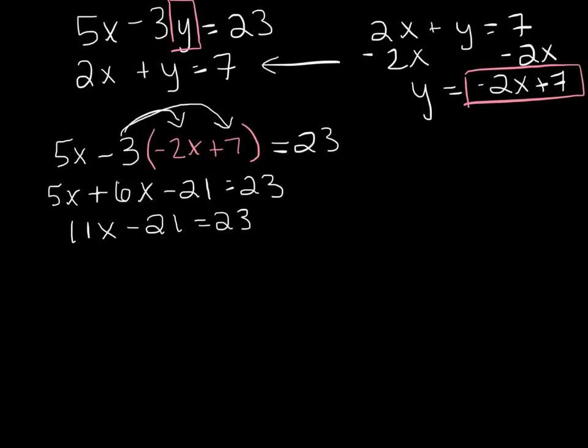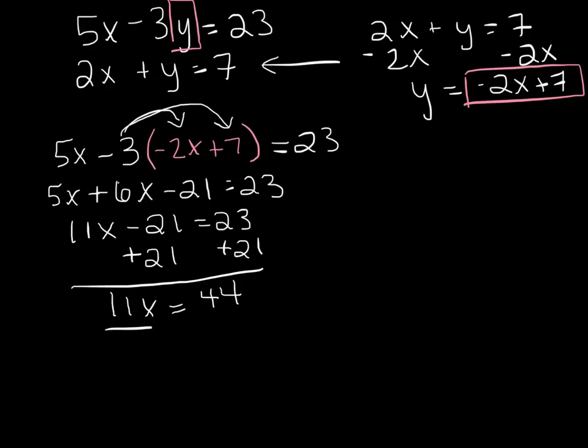Then we're just solving for x. So we need to get rid of the 21 on this side. So I'm going to add 21 because it's the opposite. What you do to one side, you got to do to the other. We're left with 11x equals 44. X is still not alone, so we need to do one more thing and divide by 11. We get x is equal to 4.